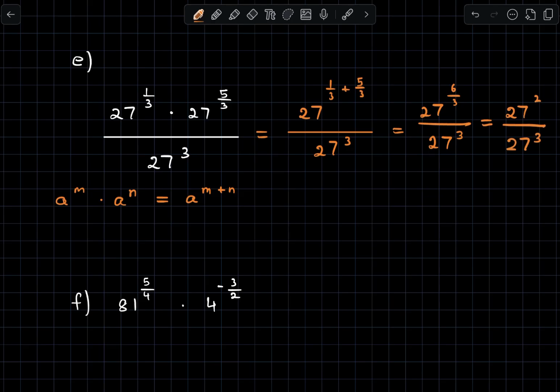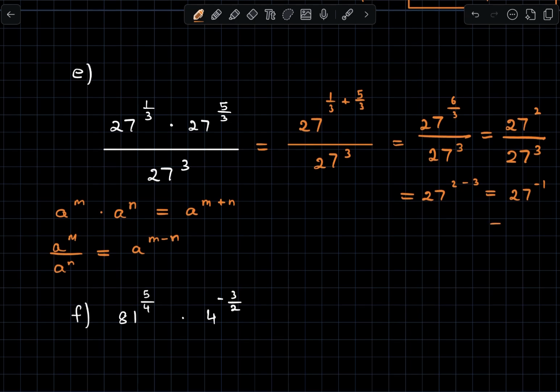Okay, well, I've got 27 to the 2nd power divided by 27 to the 3rd power. This is going to come out to that quotient rule, right? A to the m over a to the n is equal to a to the m minus n. So let's go ahead and do 27 to the 2 minus 3. That's 27 to the -1, which is the same thing as 1 over 27.